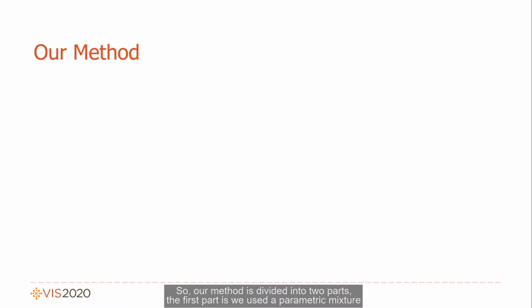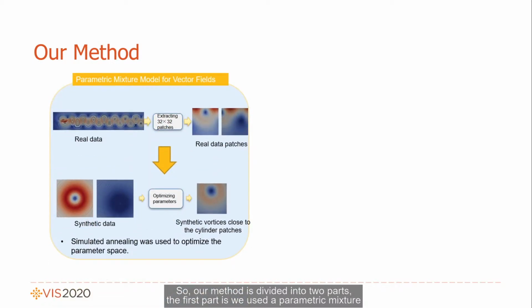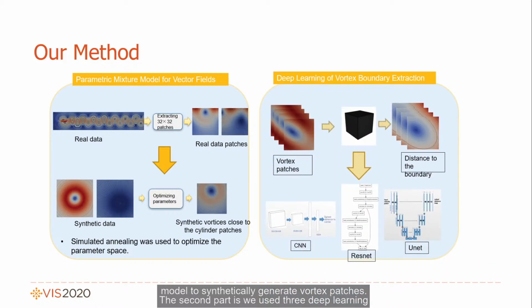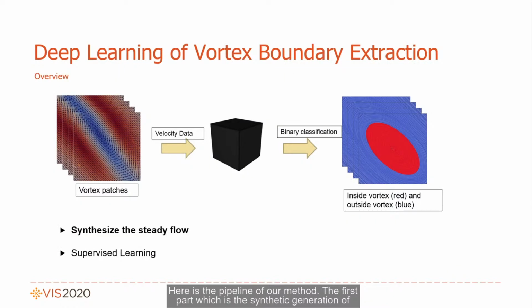Our method is divided into two parts. In the first part, we use a parametric mixture model for vector fields in order to synthetically generate vortex patches. In the second part, we use deep learning in order to extract the vortex boundary. Here is the pipeline of our method. In the first part, the synthetic generation of steady flow, we generate these vortex patches and the velocity data. Later, this velocity data will be the input of our neural network.